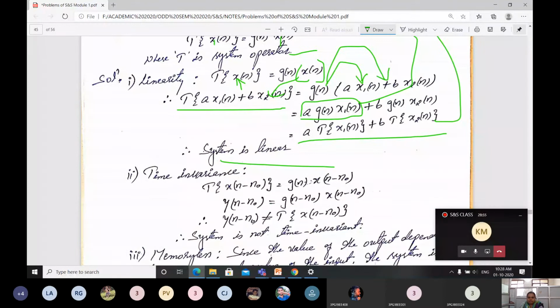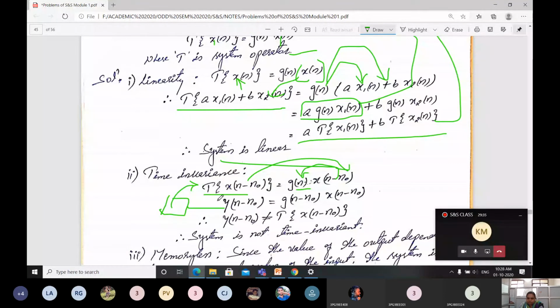Then, to check time invariance, we go with the delay of n minus n naught. We have to substitute this. What is the change? It changes to x of n minus n naught. Then you apply g of n in the next step, that is, y of n minus n naught is going to be g of n minus n naught. This is in the operator only. What is the output going to be? That is y of n minus n naught. Okay, this is a function in the operator only, so for that reason I didn't write it here.